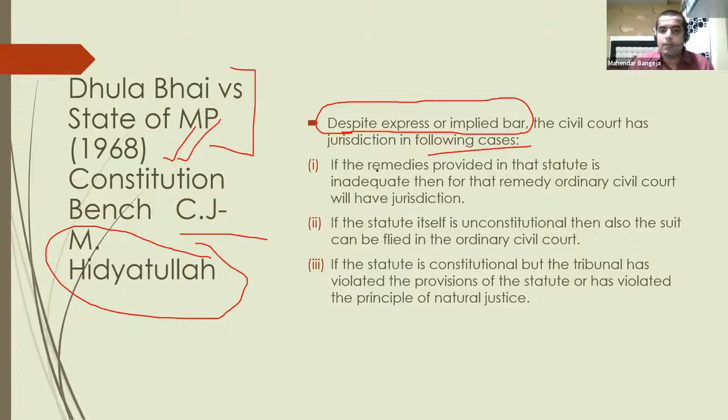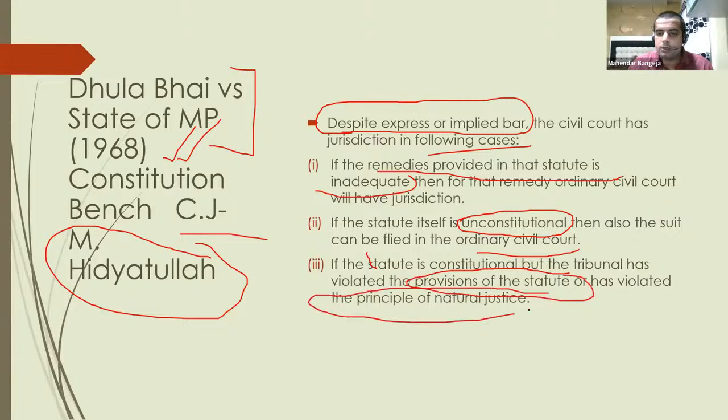First is if the remedies provided in the statute are inadequate, then civil court will have jurisdiction. If the statute itself is unconstitutional, then also civil court will have jurisdiction. If the statute is constitutional but tribunal has violated the provisions of statute 1 and it has violated the principle of natural justice 2, in these cases the civil court will have jurisdiction despite of express and implied bar. Clear?